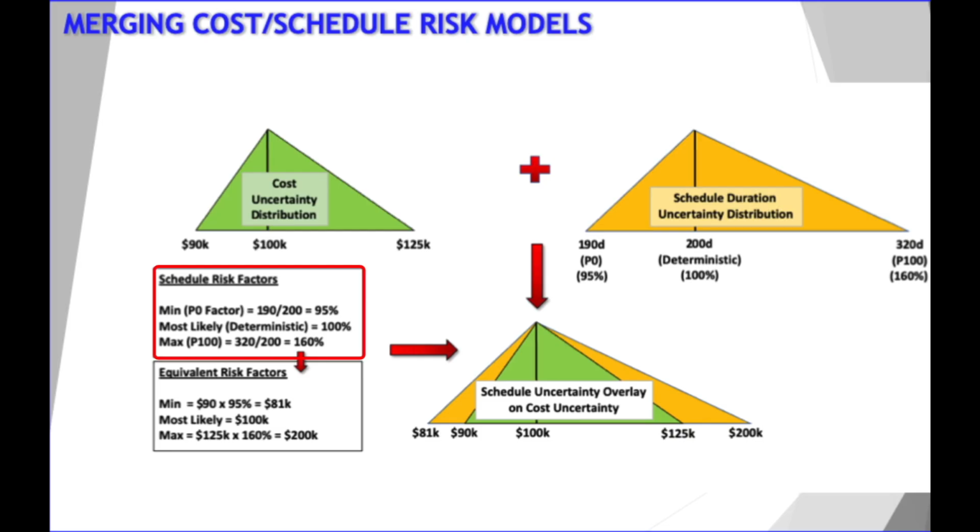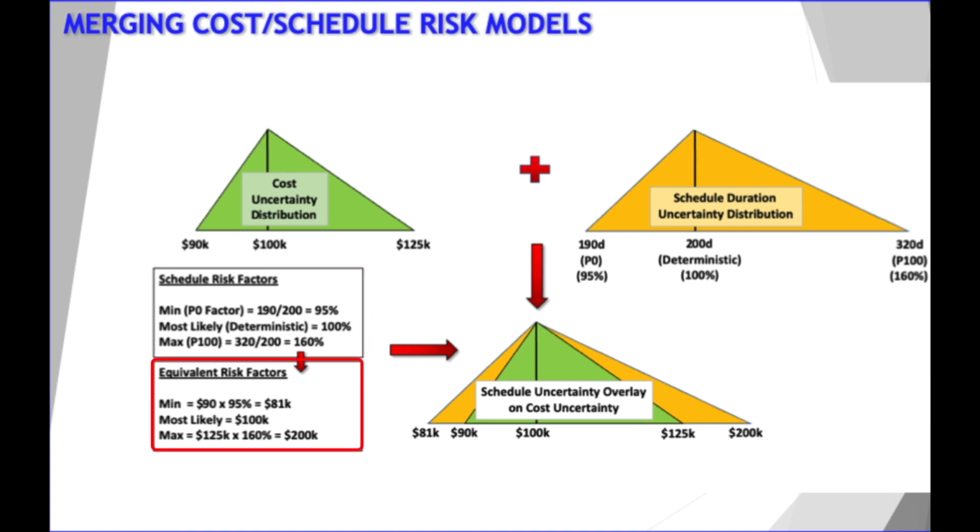Firstly, the minimum or P0 factor. This would be 190 divided by 200, which is the deterministic, equals 95%. Then the most likely. This would be the same as the deterministic value, so it'll be equal to 1. Then the maximum or P100 factor will be 320 divided by 200, deterministic, equals 160%. So now we have our equivalent schedule risk factors.